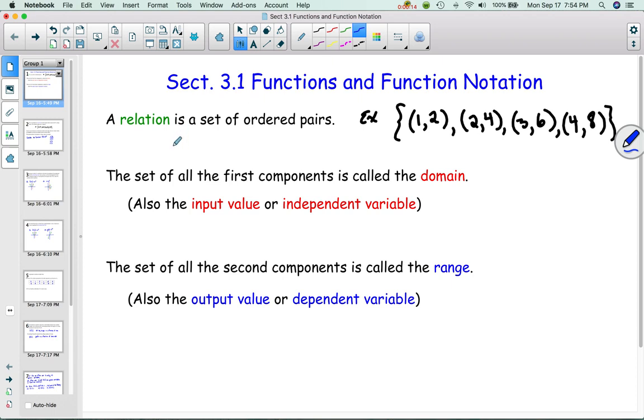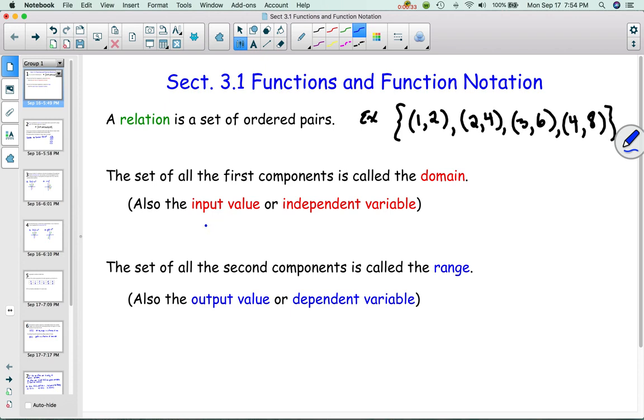The first thing being a relation, which is just a set of ordered pairs. So here's a set of ordered pairs. That makes it a relation. The set of all the first components is called the domain. We've used that word a lot. Also, you might see it referred to as an input value or the independent variable.